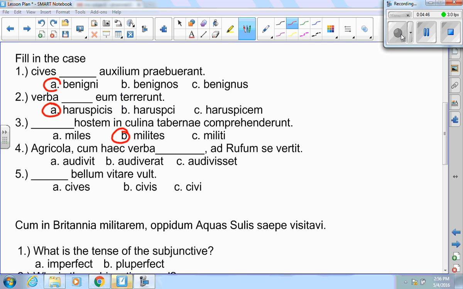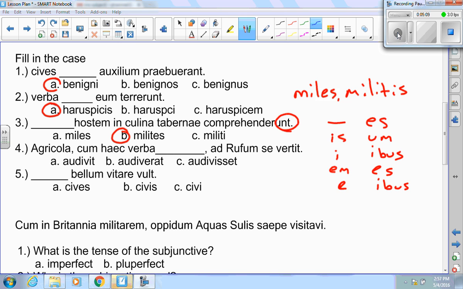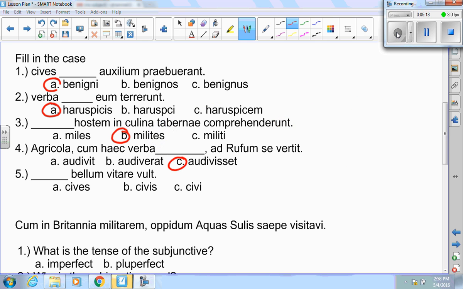Number 3, I need a subject because hostum is accusative. I have a prepositional phrase, in incoluna tabernae, and then I have comprehenderant. I need a subject. It needs to be plural because of that "nt." Miles is singular. I know that because miles, militis is the principal parts. So I choose the third declension ending that is plural and nominative. Why is it plural? That "nt" on the verb says I have to have a plural subject. So if I need a plural nominative, here are my third declension endings, plural nominative. That's what I'm trying to get out of that one.